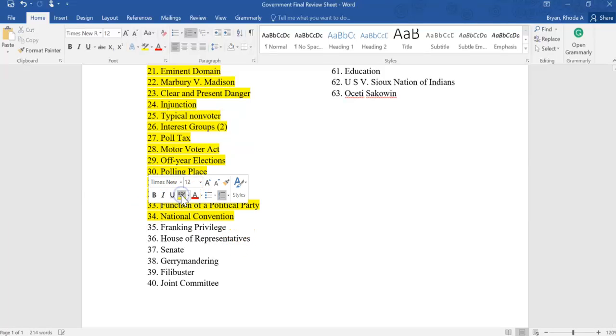National Convention. The important function of the National Convention is picking the party's presidential candidate. Franking privilege. Franking privilege is the ability to mail with no postage fees.